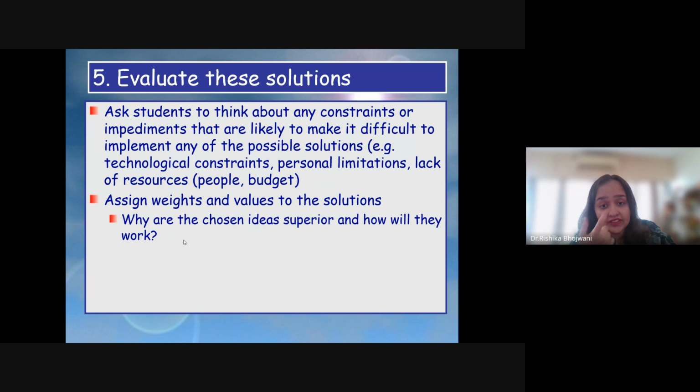So now, for example, that's on the screen. I ask the students to think about any constraints that are likely to make it difficult to implement a solution. Again, there could be one constraint, a particular brand or product, a technology constraint, a personal limitation, lack of people, or budget. Assign weights and values to the solution.